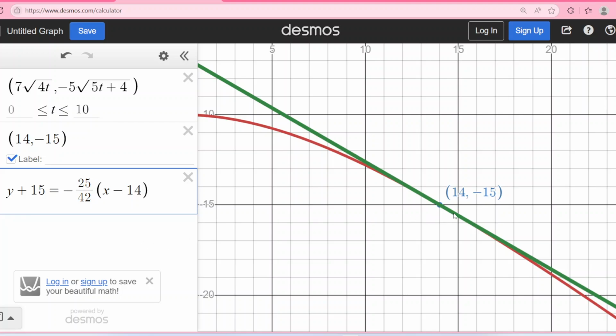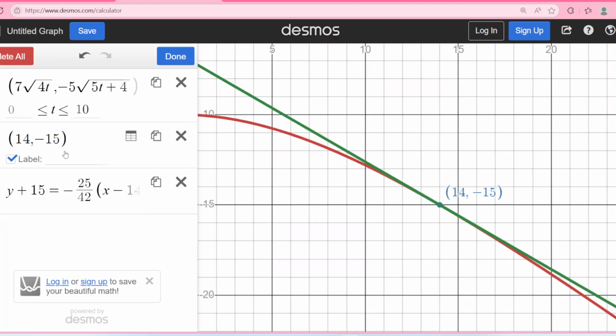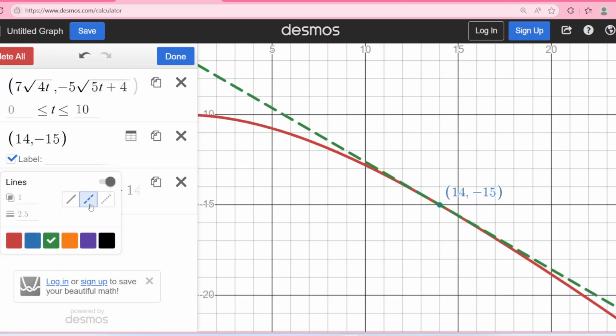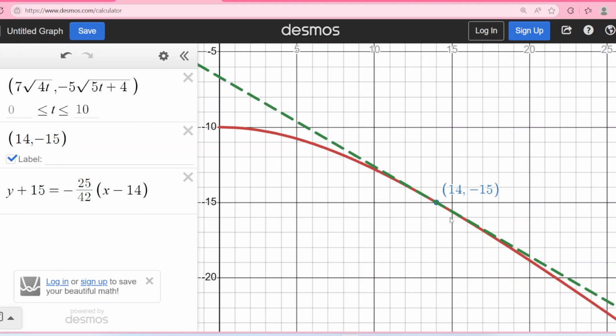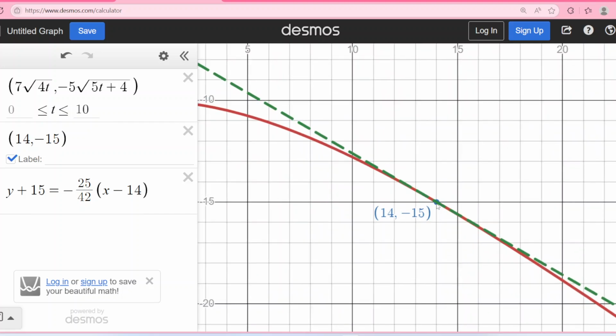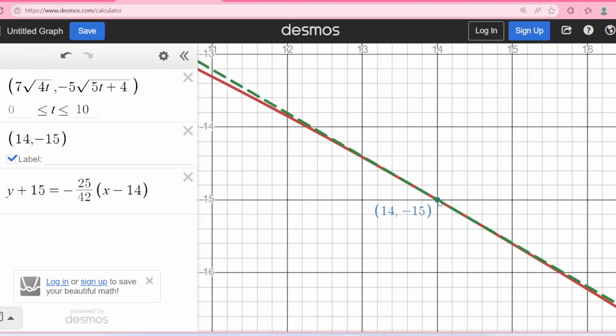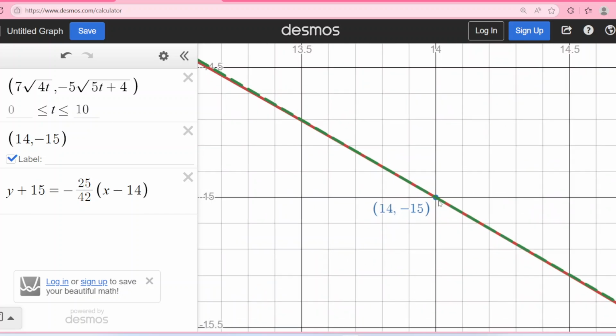And maybe I'll go to settings, change that to a dashed line or something. But if you look at that green dashed line that's in there now, it's definitely pointing in the same direction that the curve is. And the closer I zoom into that point, that line and the curve are looking like they're almost exactly the same, right? So this definitely is the tangent line to that curve at that moment.